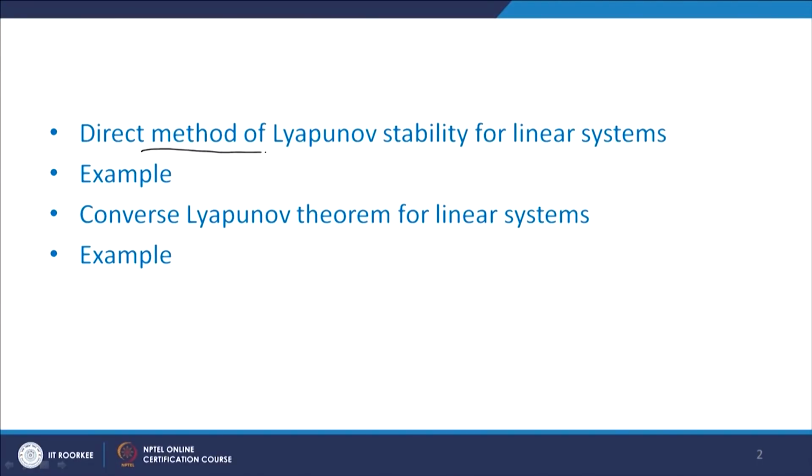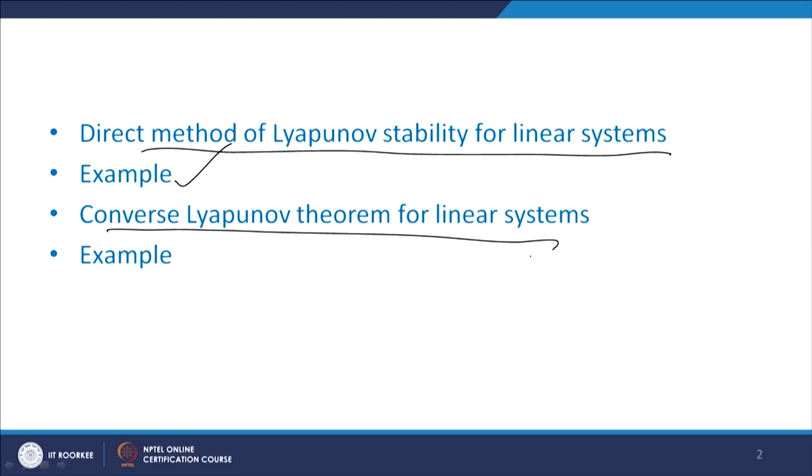Start with direct method of Lyapunov, that is basically for linear system. In this we will study direct method of Lyapunov stability for linear systems, an example. Then we will see Converse Lyapunov theorem for linear system, again we will see one example. Now about the direct method of Lyapunov stability for linear system.